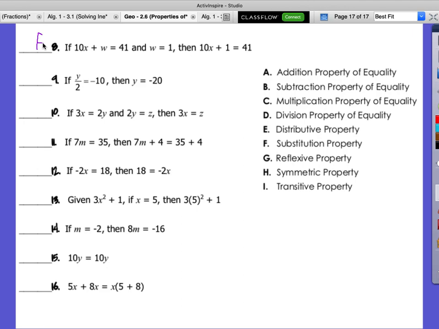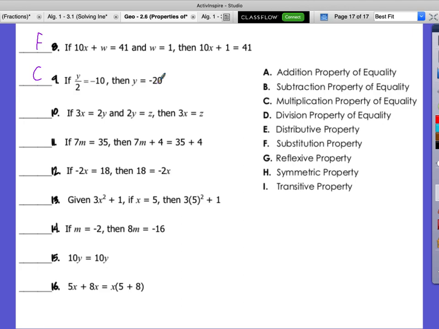Okay. Number 9. We don't know. What's your guess? C. Okay. I'm going to agree it is C. If y over 2 is equal to negative 10, then y equals negative 20. What happened on the left side to get to just y? Multiplied by 2. What happened to negative 10 to get to negative 20? Multiplied by 2. So we multiplied both sides of the equation by the same thing. Does that make more sense? Okay, awesome.